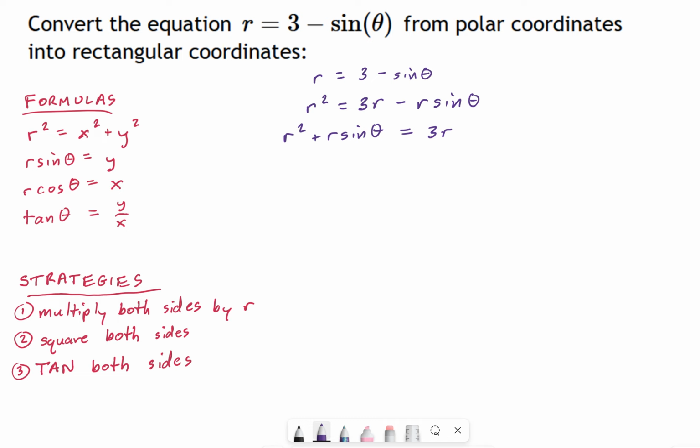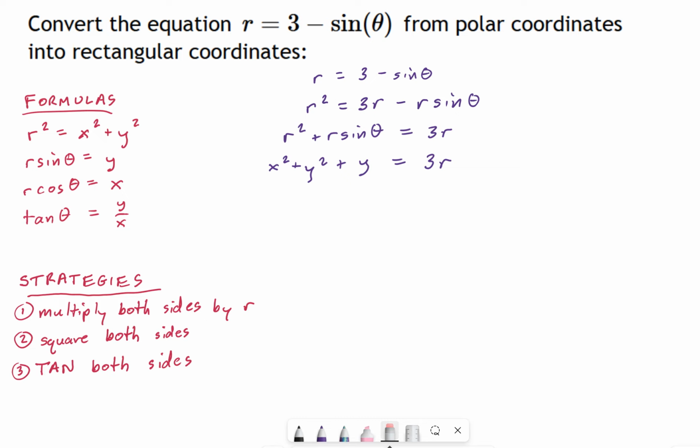Well, two of the three things here are good because I can turn r squared into x squared plus y squared. And I guess I really don't need a parentheses around that. So x squared plus y squared. And I can turn the r sine into y. And that's all equal to 3r. Great. Now what? Because 3r isn't anything special according to my formulas over on the left. What it means is I got most of the way through this, and I'm going to have to do something else to get one of those formulas.